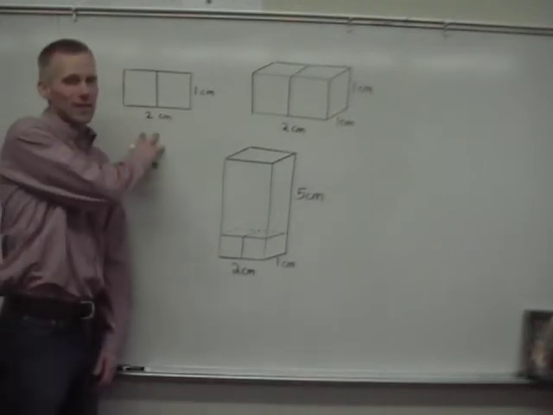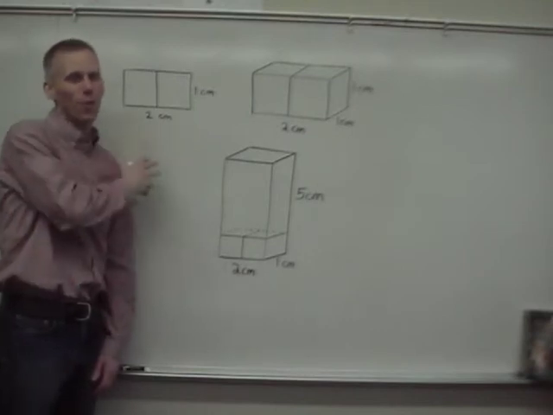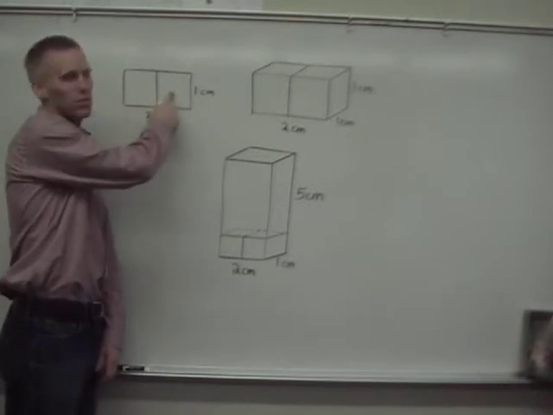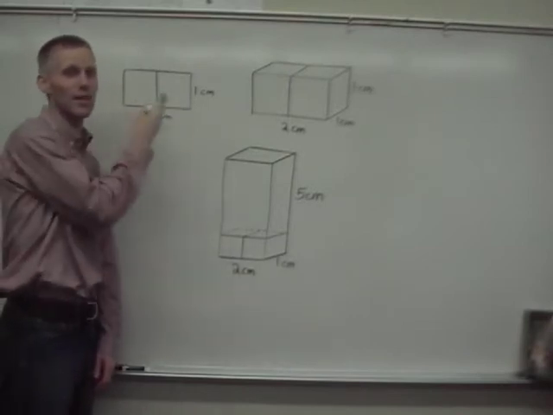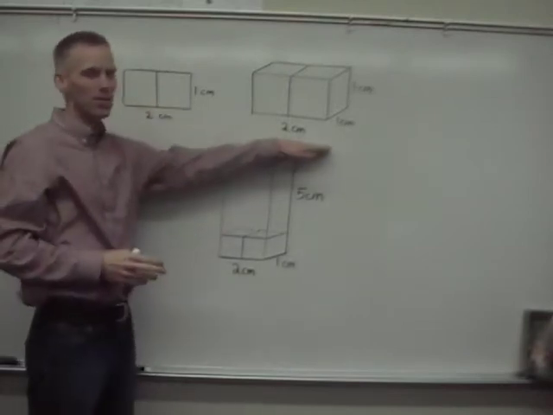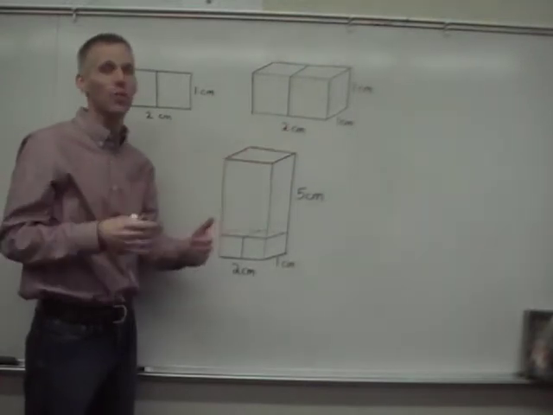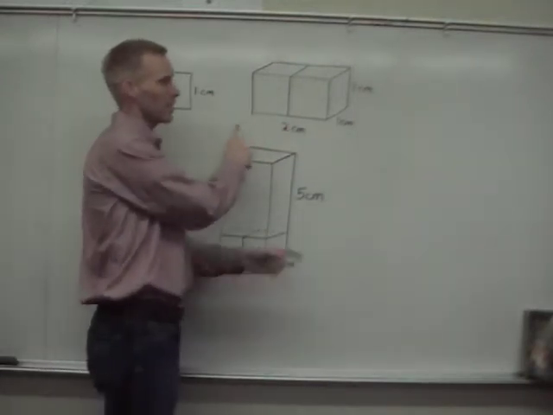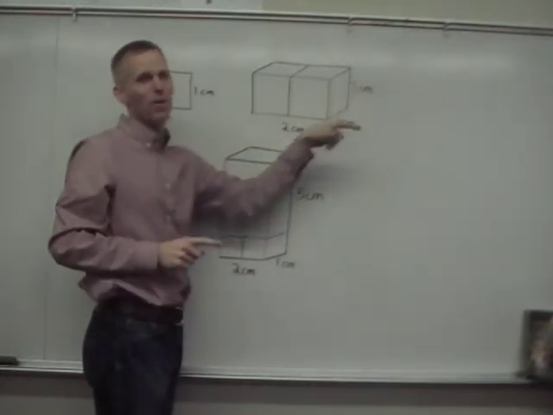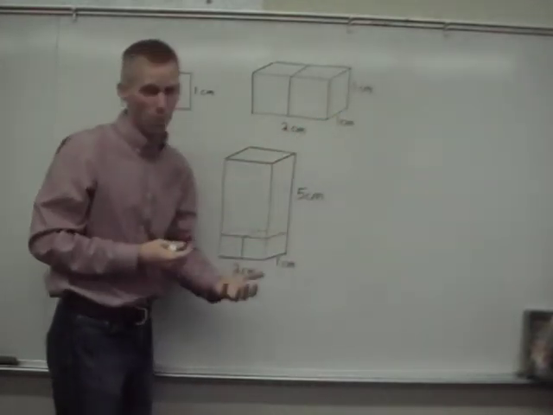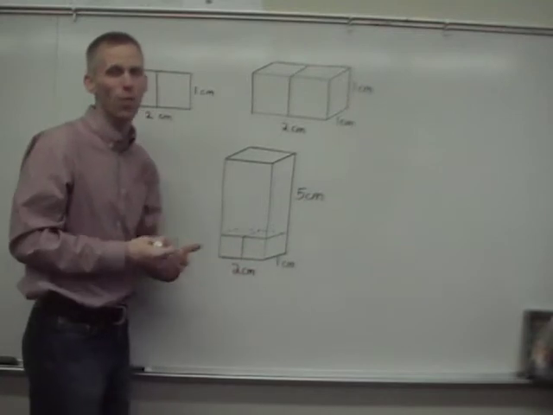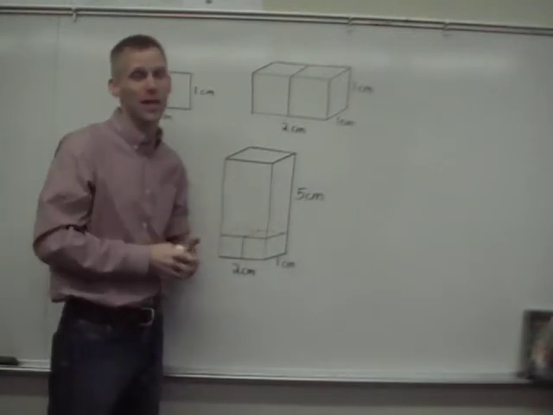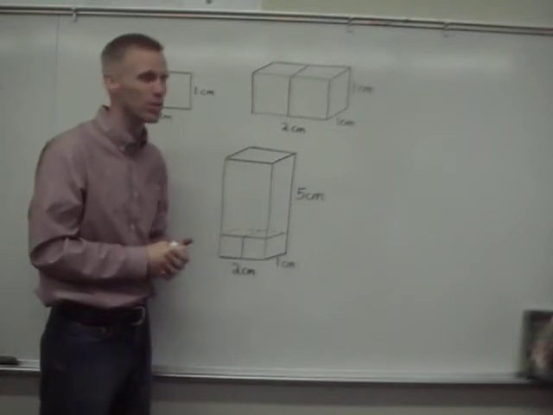Right here we've got a rectangle. This is a 2 centimeter by 1 centimeter rectangle, and as you can see, it has 2 squares on it. Right next to it, I have a 3-dimensional rectangle, we call it a rectangular prism, that is also 2 centimeters by 1 centimeter, but its third dimension is also 1 centimeter, a 2 by 1 by 1 rectangular prism. If you took it on the side, you could call that a square prism too.